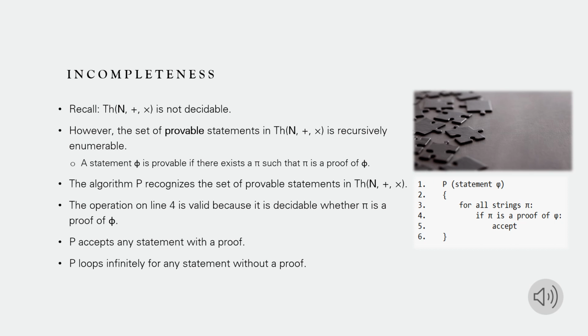The algorithm P, as shown here, recognizes the set of provable statements in the theory. So what P does is iterate over all strings pi, and if pi is a proof of phi, it accepts. And the operation on line 4 is valid because it is decidable whether pi is a proof of phi. If some pi is found that is a proof of phi, P accepts that statement, so P accepts any statement with a proof, and P on any statement that doesn't have a proof will loop infinitely.